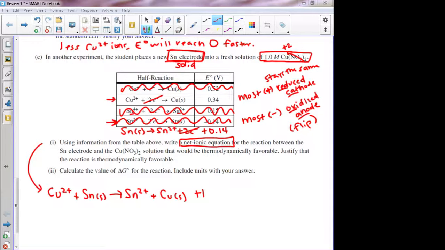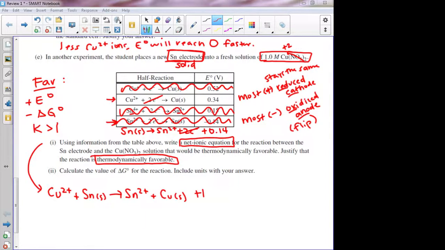All right? Now, justify that this reaction is thermodynamically favorable. Let's go over our favorable conditions one more time. My E naught has to be positive, my delta G has to be negative, and my K has to be greater than 1. Remember, if we don't remember anything else in life, please remember those 3 things. If it is favorable, that's what has to happen.